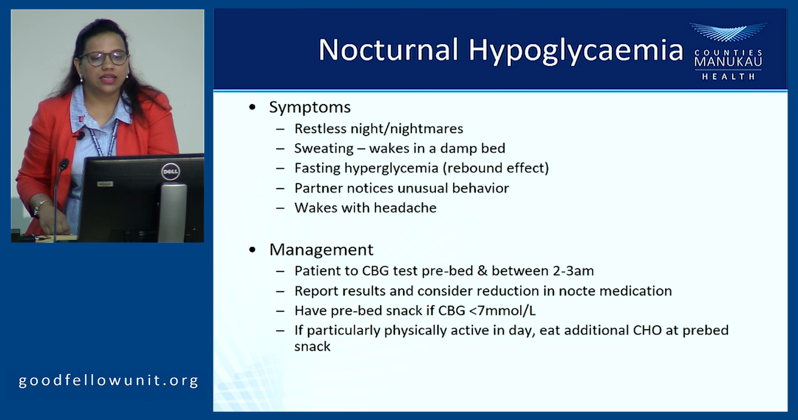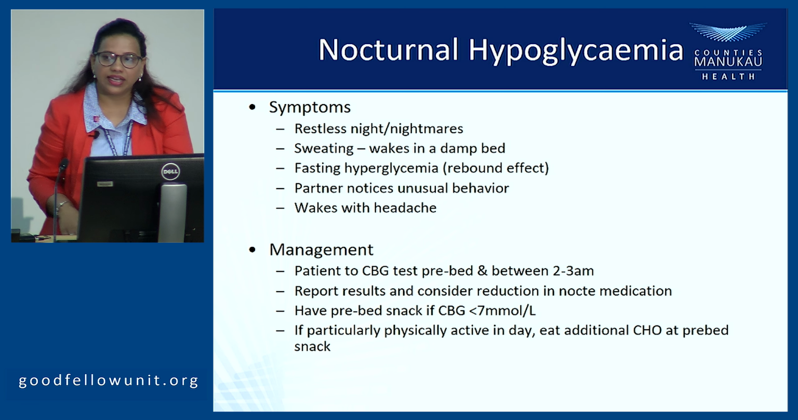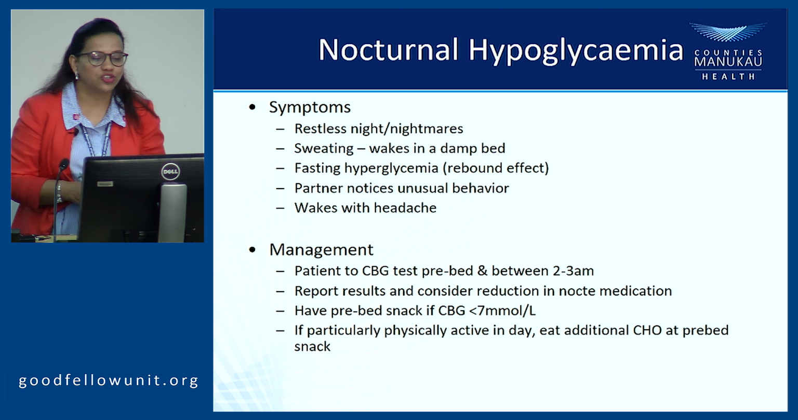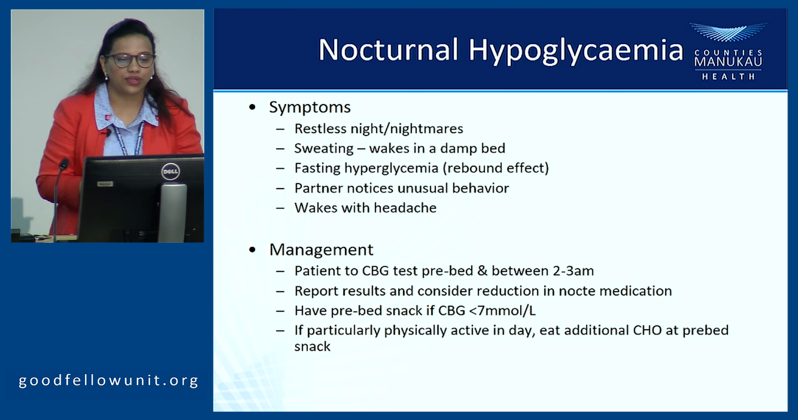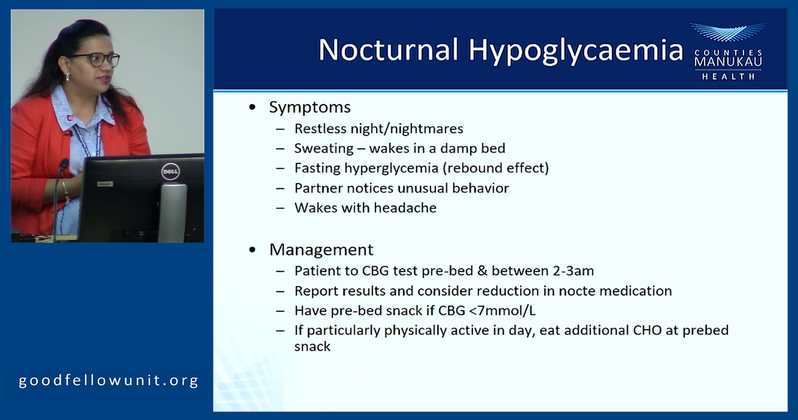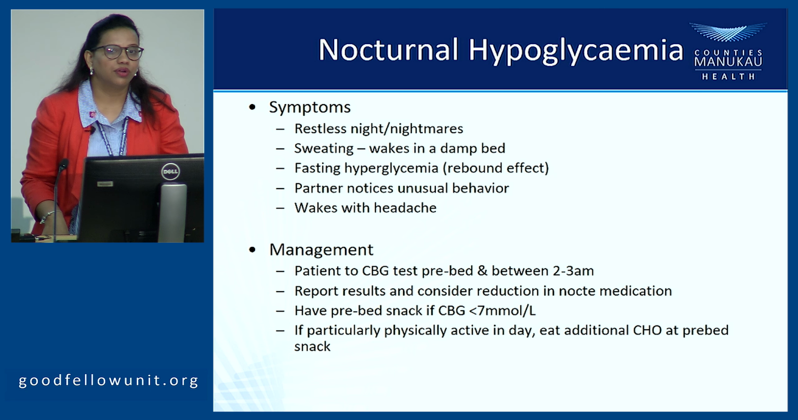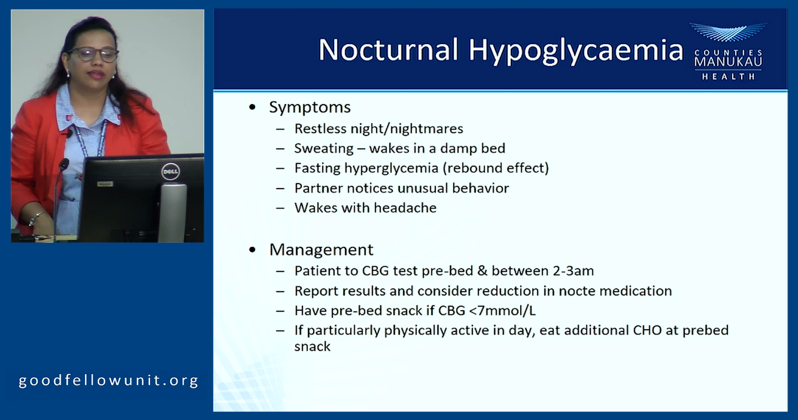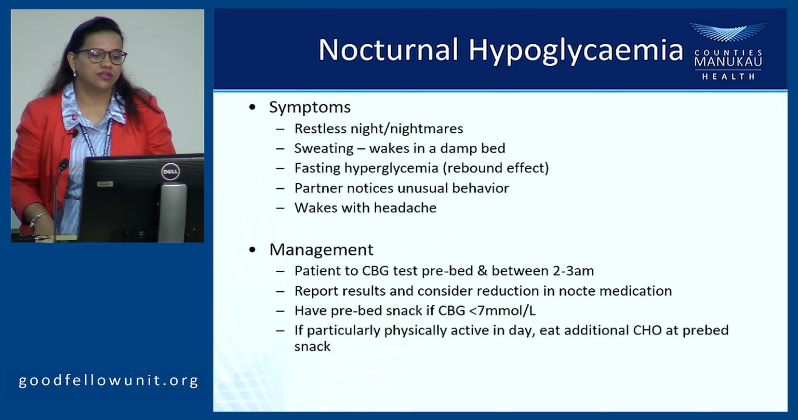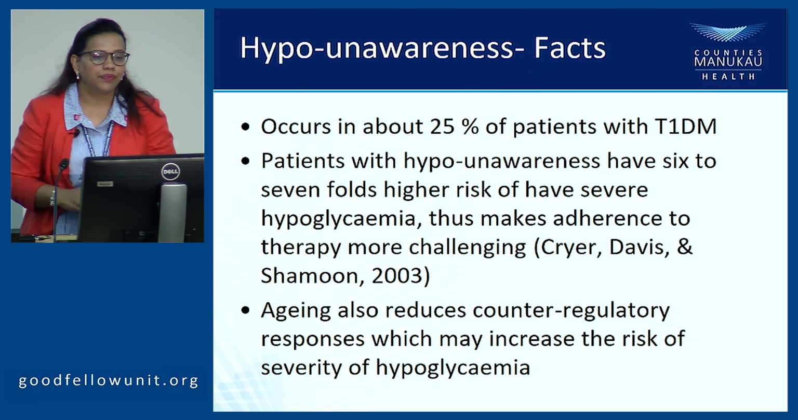Nocturnal hypoglycemia is another problem that our patients feel. Symptoms can include sweating, restless night, and waking with headache. For management, while stabilizing the therapy we can advise the patient to check sugar levels before bed and between 2 to 3 a.m. and report the results to you, and if blood glucose levels before bed are below 7, they can have a pre-bed snack. And it's important to titrate the insulin or their therapy according to their blood glucose levels. If they experience any hypoglycemia, it's important to titrate their therapy there.